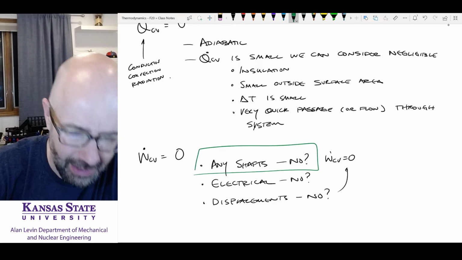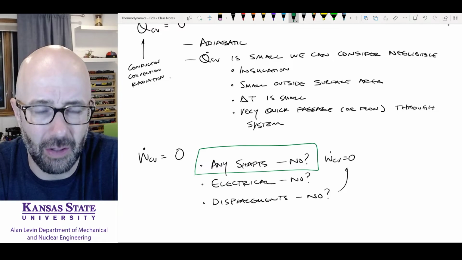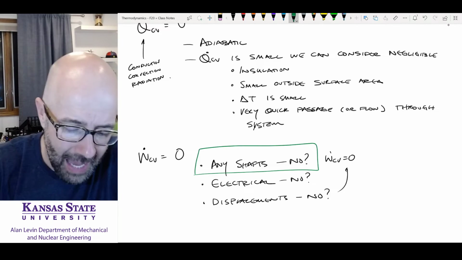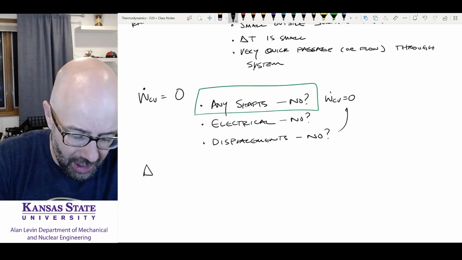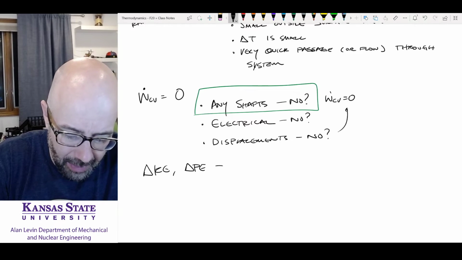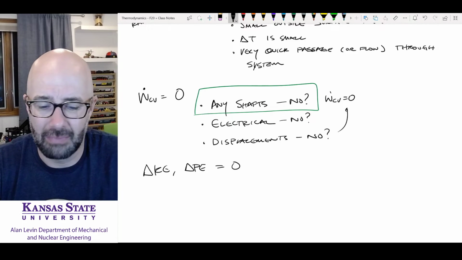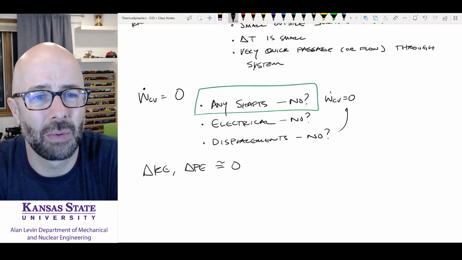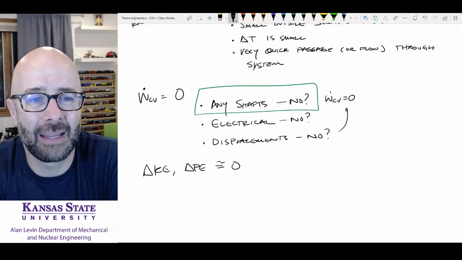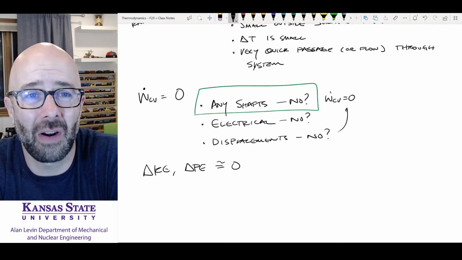The first thing we're going to have really the most is going to be this. This is where we're going to see most of our work happening, or most of our power happening. And because we're dealing with these big systems, quite often our change in kinetic energy and our change in potential energy are going to be equal to 0. These are usually very small. I should say approximately equal to 0. We're going to be neglecting kinetic and potential energy, but we've been doing that so far already.